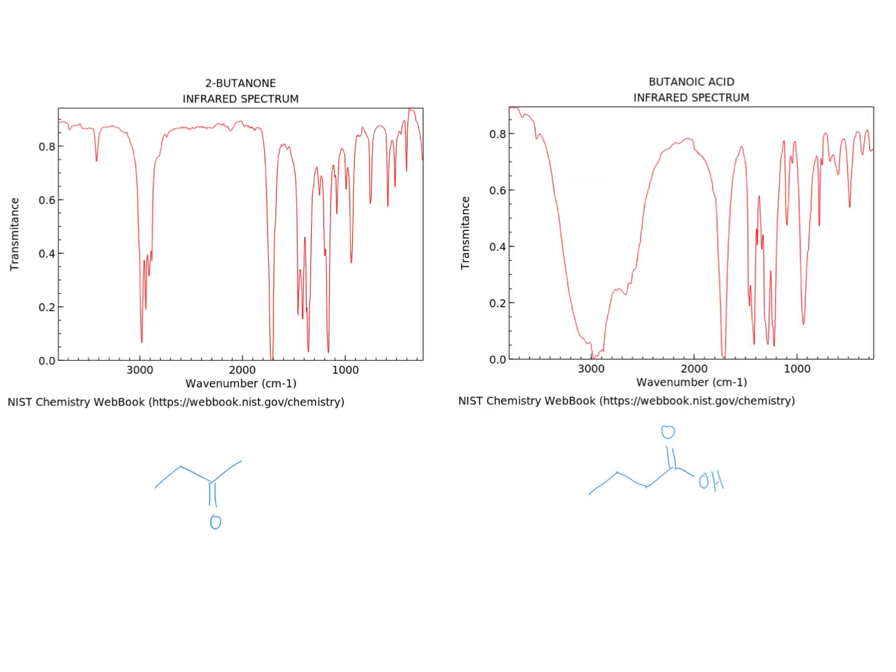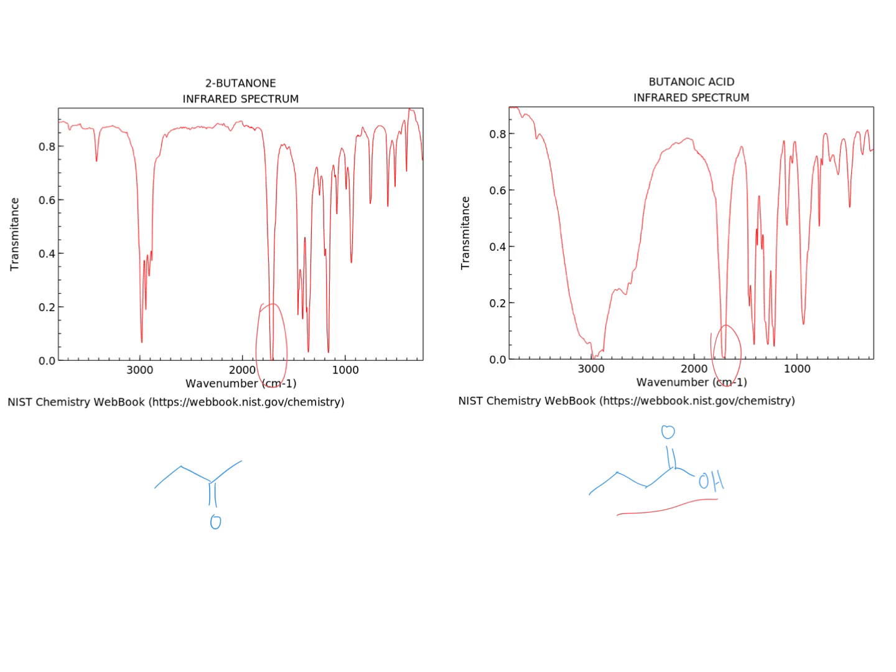Okay. So here are some examples that are further examples of these types of things. On the left, we have 2-butanone. So again, we're going to have a C=O peak around 1750. To show you what I mean by that broad peak, in butanoic acid, we have a C=O peak, but we also have this big broad one over here. That's what an OH peak looks like.